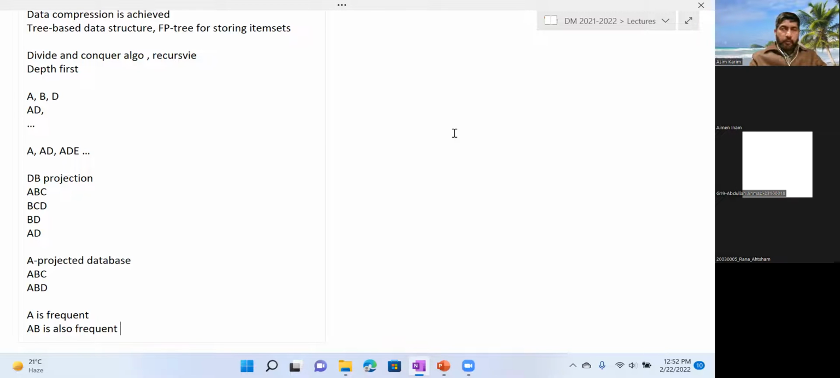So we computed the A projected database, and we already knew A was frequent. In the A projected database, we did the counting again, and we found that B was frequent. So which would then mean that A, B together would also be frequent. So this is the idea behind pattern growth that is used in the FP growth algorithm.